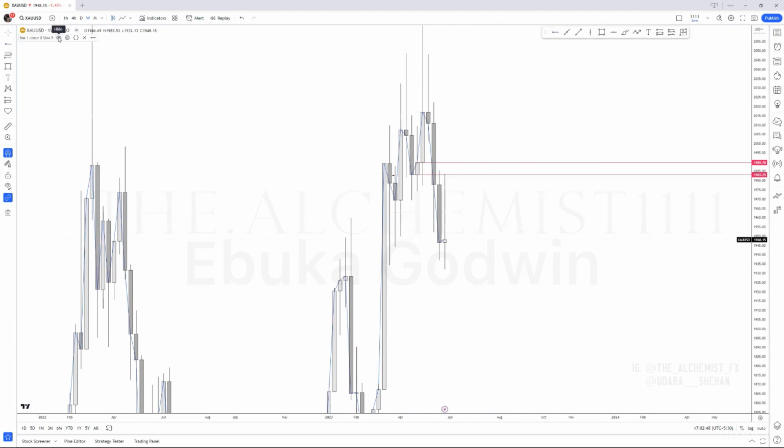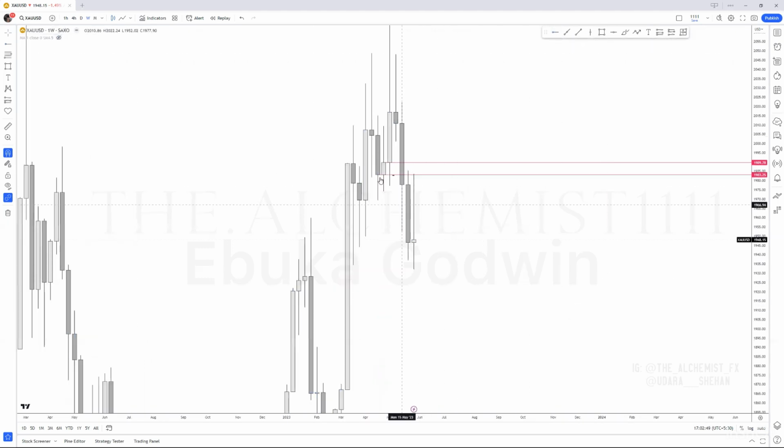So without the indicator, without the line chart, you will see that. You will see that there is a support, it was broken, it turned into resistance, and all that stuff.